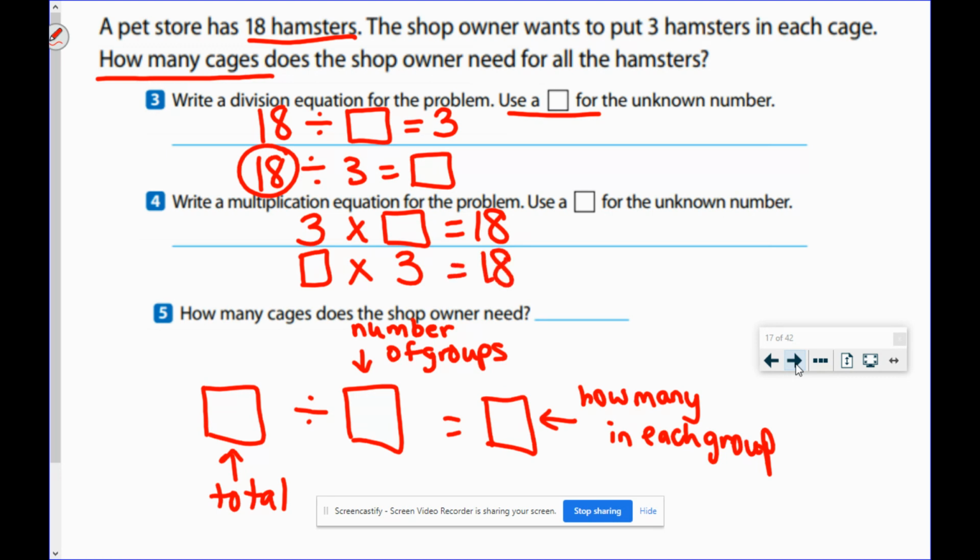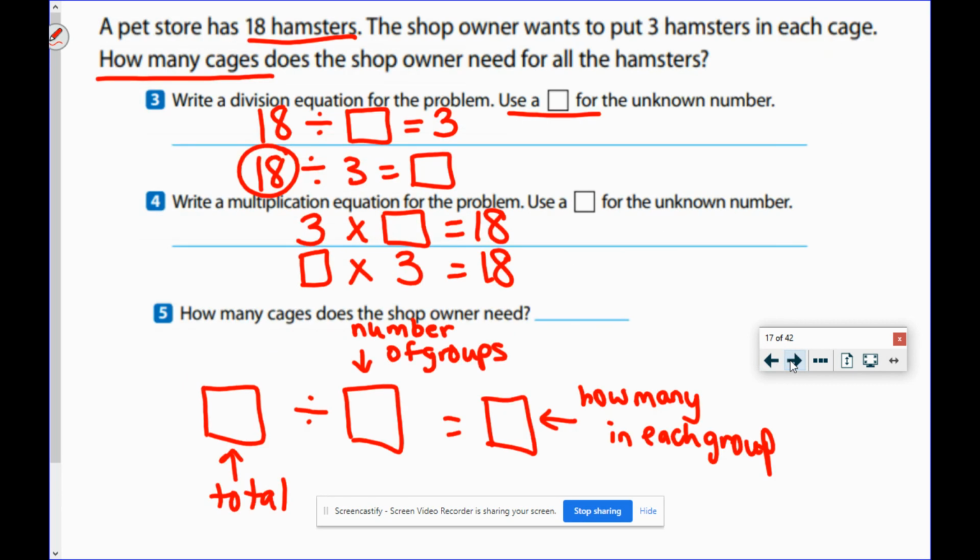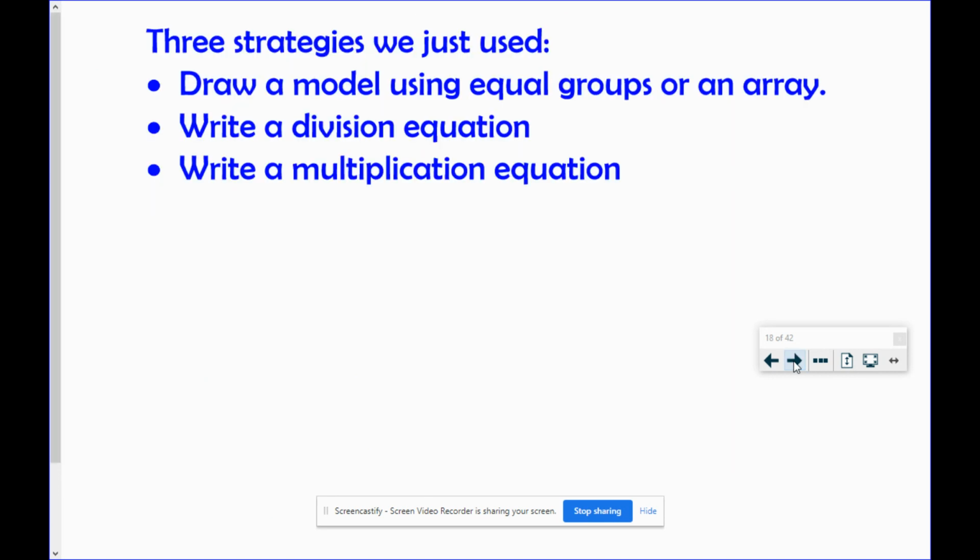Well, we know from modeling it out on the screen before, both with equal groups and an array, that the number of cages the shop owner needs is 6. So how we're going to write that is to say the box equals 6. We're not going to put the number in the box because that can be hard to look at sometimes, and other times the box is too small to write in. It's just substituting the box for the number that you're not given in the word problem. So those are 3 strategies we just used. We drew a model, either using equal groups or an array.